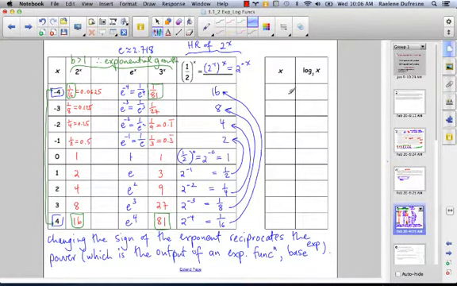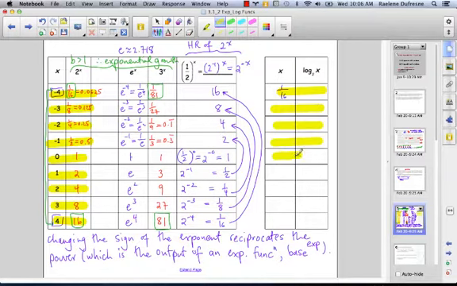So here, when x is negative 4, y is 1 over 16. The x and the y swap, so when x is 1 over 16, the y is negative 4. What I'm going to do is highlight these values, so we can see that we are using these highlighted values to come up with the inverses. So negative 4 comma 1/16 becomes 1/16 comma negative 4. Negative 3 comma 1/8 becomes 1/8 comma negative 3.